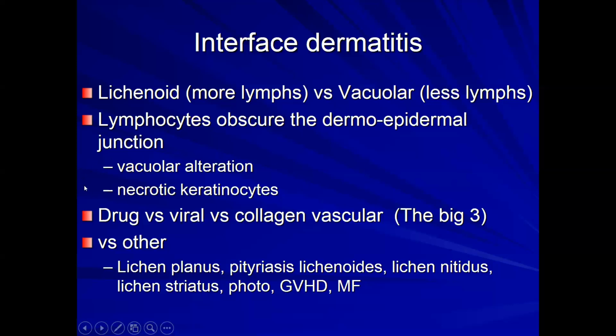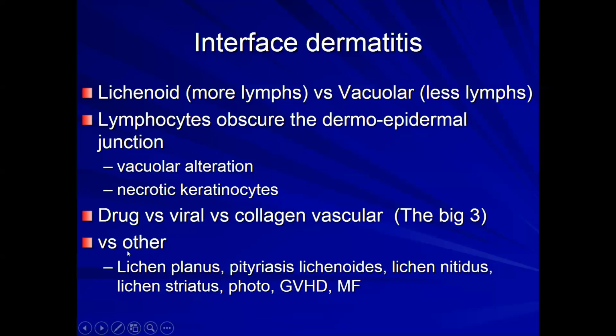How do we see damage? Well, damage is manifested as vacuolar alteration, which is like a white space near the keratinocyte. You're damaging that hemidesmosome connection of the keratinocyte to the basement membrane, and so it lifts off and creates a space. Or you see necrotic keratinocytes, cells that are actually damaged.